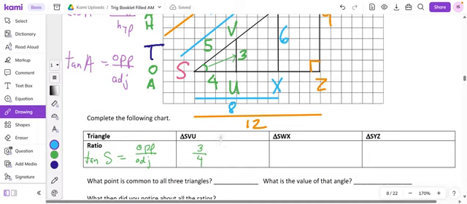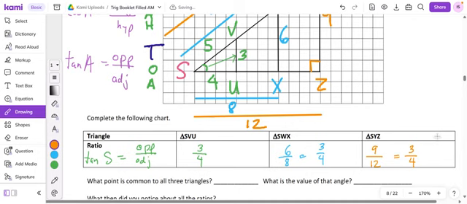So our smallest triangle is the green one. The second smallest one, the middle triangle, is the blue one. So opposite is 6 over 8, and I can reduce that fraction by dividing it by 2, 3 over 4. And for the orange triangle, the opposite is 9, the adjacent is 12. And if I reduce that fraction by dividing everything by 3, I get 3 over 4.